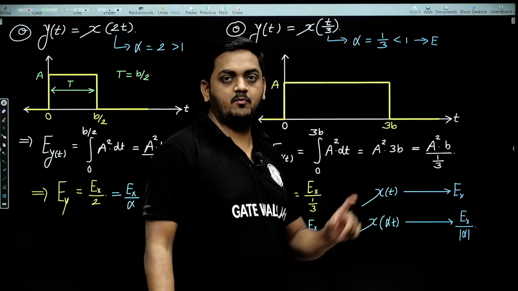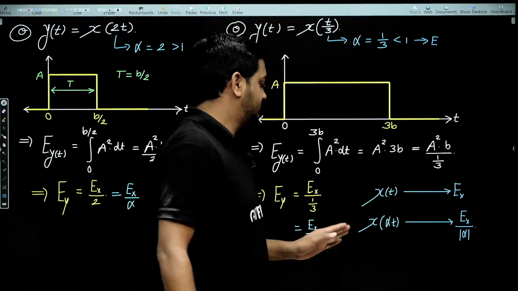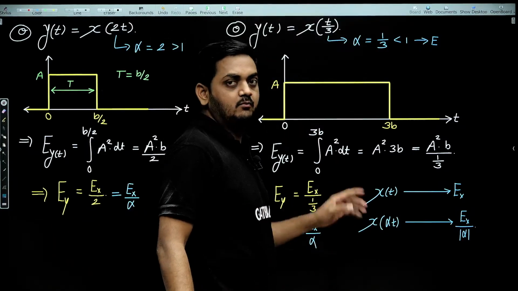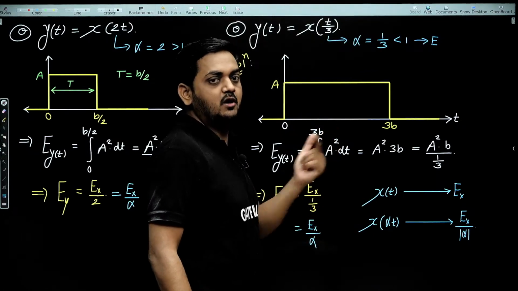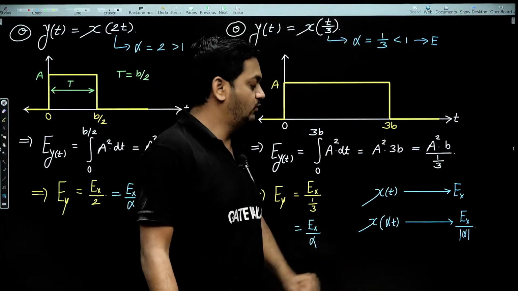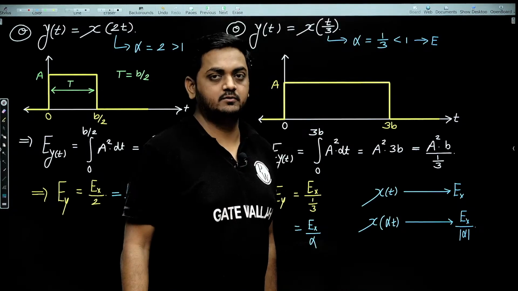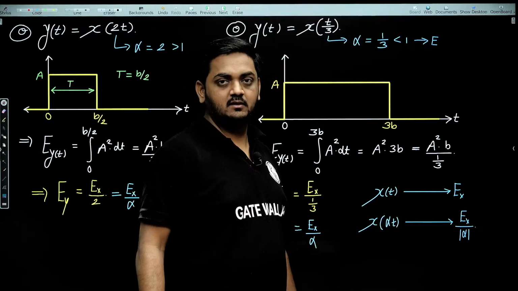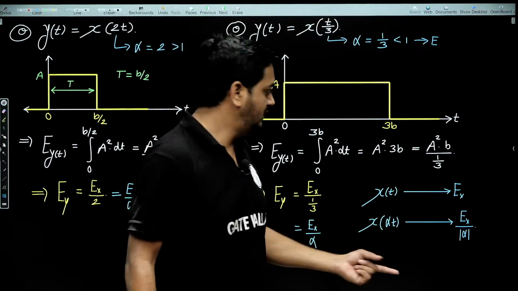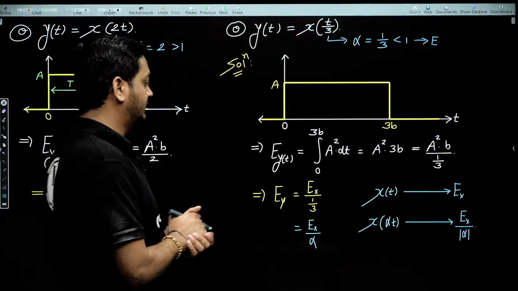Suppose alpha equal to minus 3. Time reversal operation doesn't change the energy of the given signal, correct? So that's why we have to write mod alpha, because alpha can be negative, but time reversal doesn't alter the energy. If you write minus Ex by 3, energy cannot be negative. So that's why I am writing Ex upon mod alpha. Yes, very good, guys, you got the point, correct?